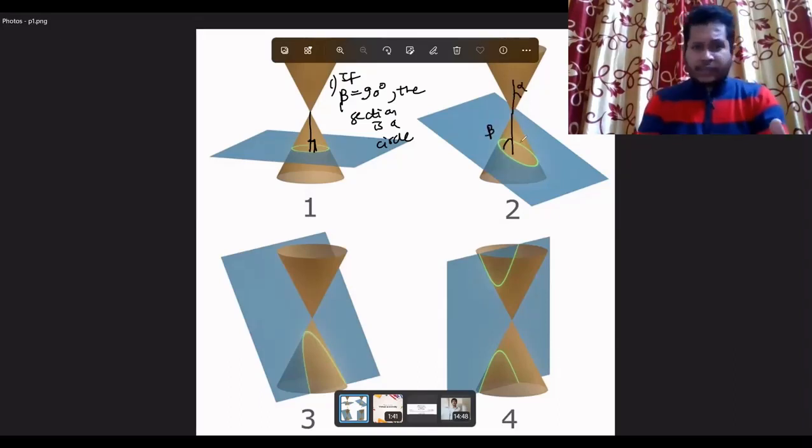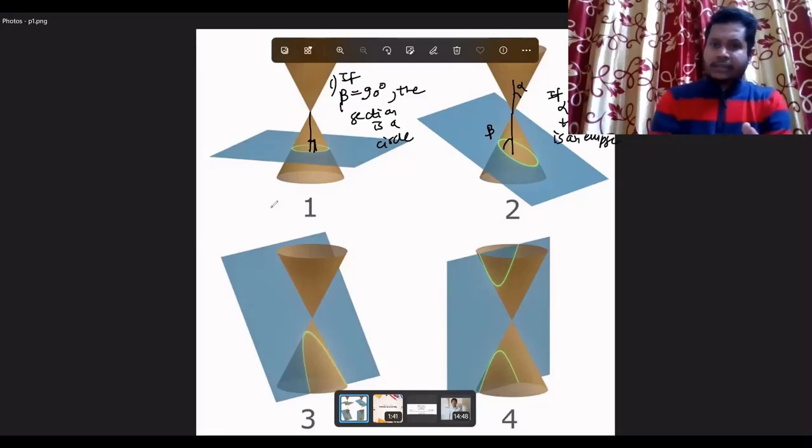Now in the second case, as we can see, this is the angle beta that the intersecting plane is making with the axis. And obviously we can see the alpha here. So if beta is less than 90 degrees, and this is very important, beta has to be less than 90 but at the same time greater than alpha, then the section is going to be an ellipse. You all can make a note of this.